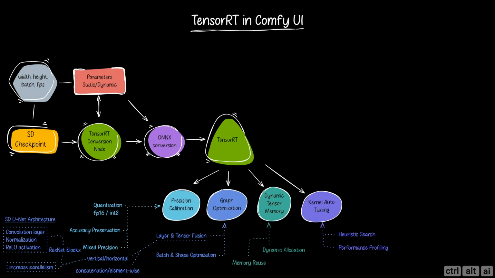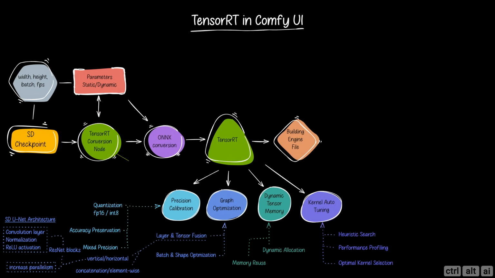Performance profiling involves running the model with different kernel combinations on sample input data and measuring their performance metrics like execution time and memory usage. Based on the performance profiling results, TensorRT selects the kernel combination that performs the best according to specific criteria, such as the fastest execution time and lowest memory usage. In short, kernel auto-tuning in TensorRT automatically selects the best algorithm for each operation in the model to optimize performance on the specific GPU hardware.